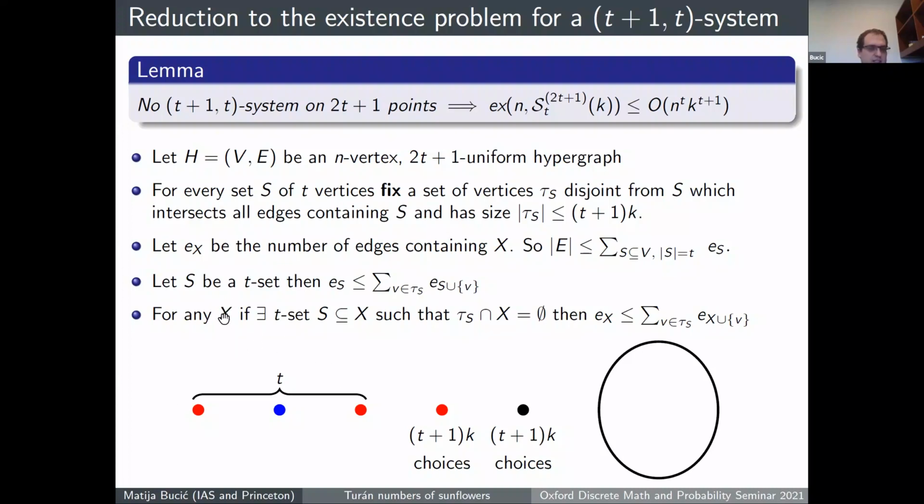And it's also easy to see that the size of X is not going to be equal to t at any point, because we don't get stuck at a set of size t, just by how we define this cover, right? It's disjoint from the t element set. So the first step we can always do. And this will correspond to the third requirement of our (t+1, t) system.